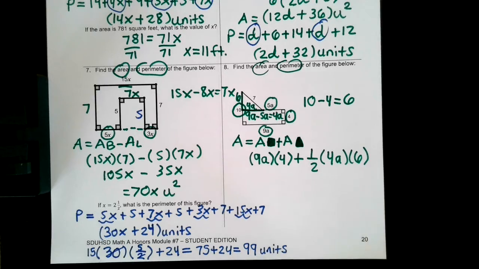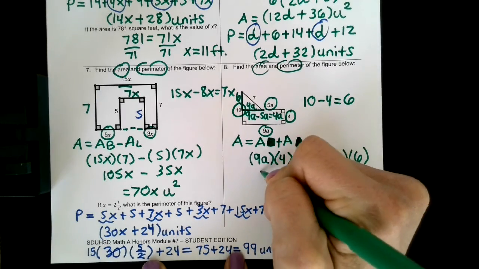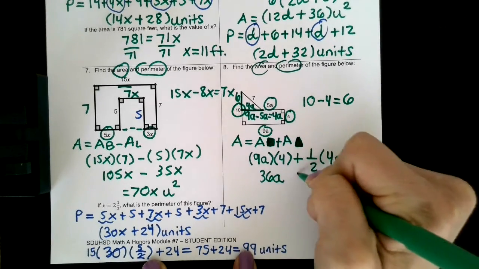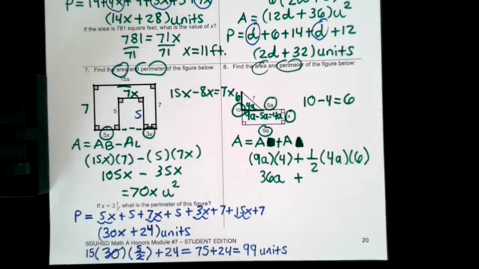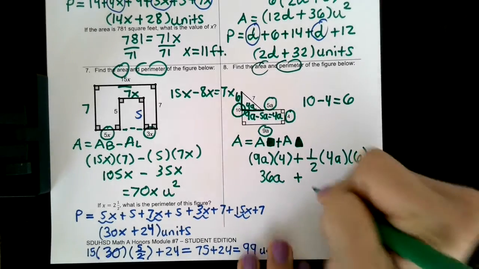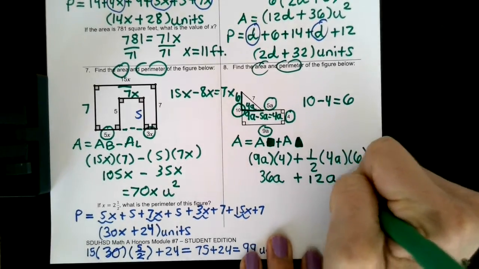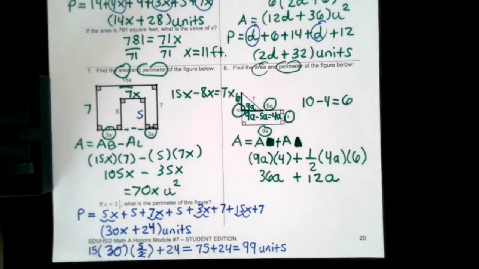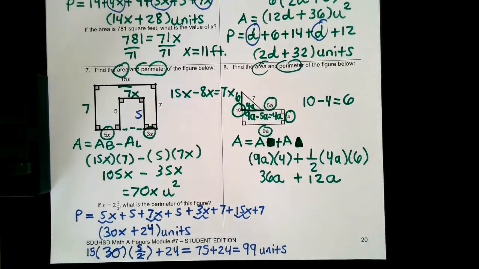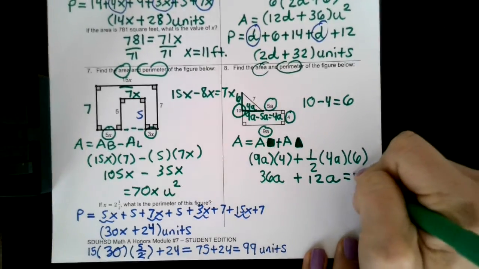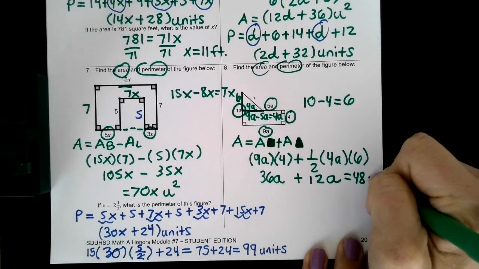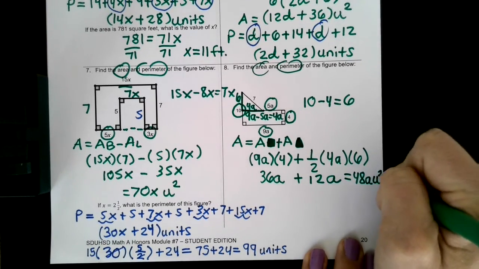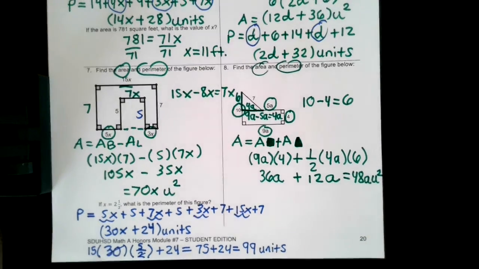Okay, let's simplify this a little bit further. 9 times 4 is 36, and we put a afterwards. And then 1/2 of 24 is 12, and we add our a afterwards. Since these are like terms, we can combine them together. So this becomes 48a. I'm going to put units squared since I don't know what my units are for the area.